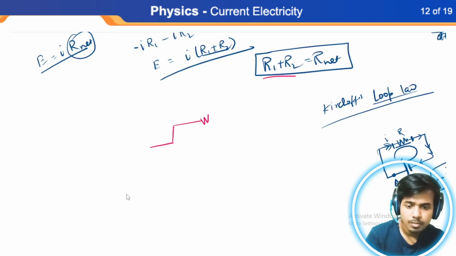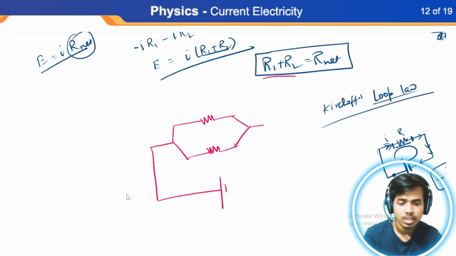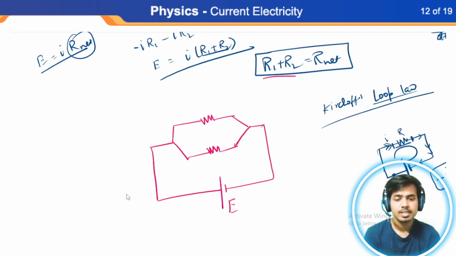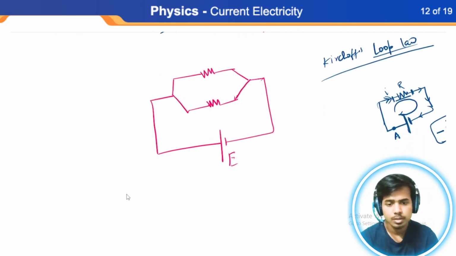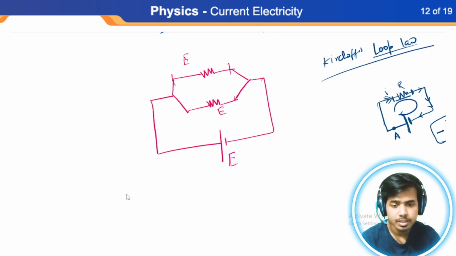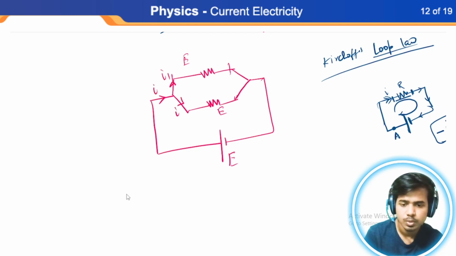Whereas if I have a connection like this, it is called a parallel connection. They are not just connected one after another. They are both independent, and this has been connected to E. In this case, both are going to face the same potential, E and E. And if you want to derive it, then let's call this current I, this is I1, and this is I2.